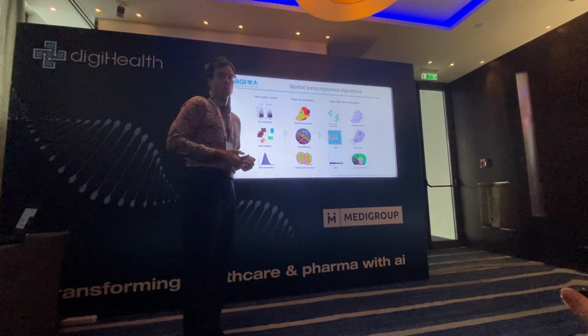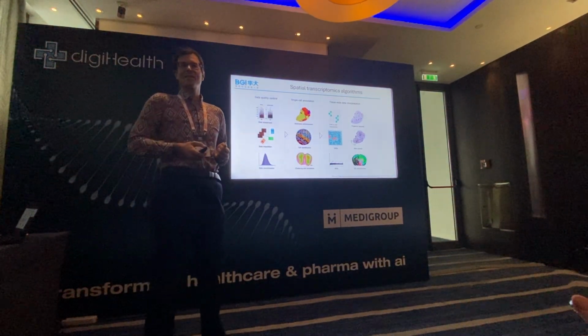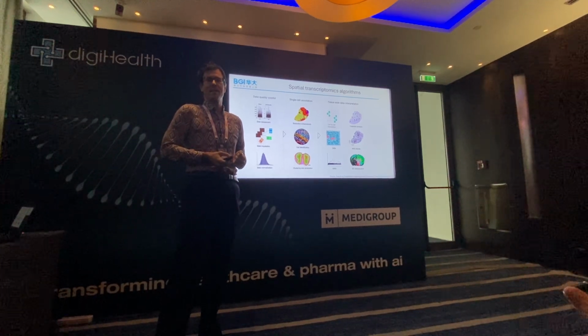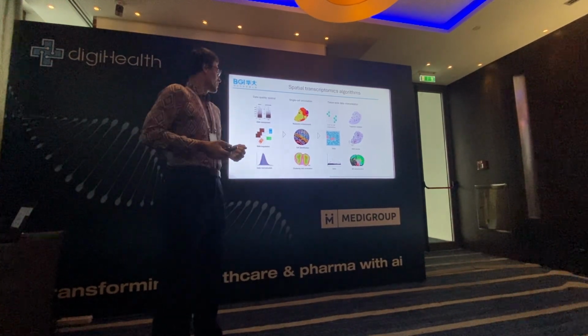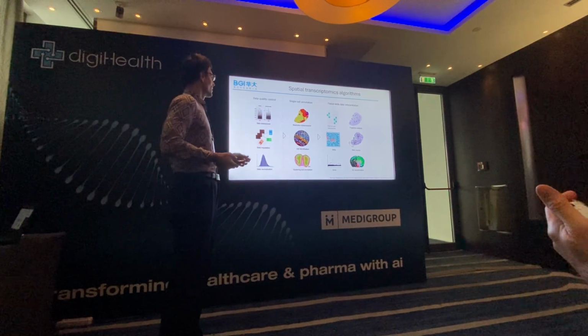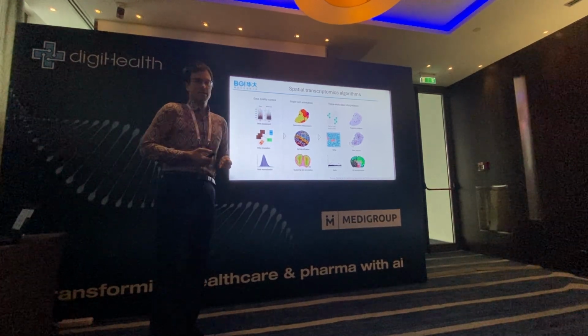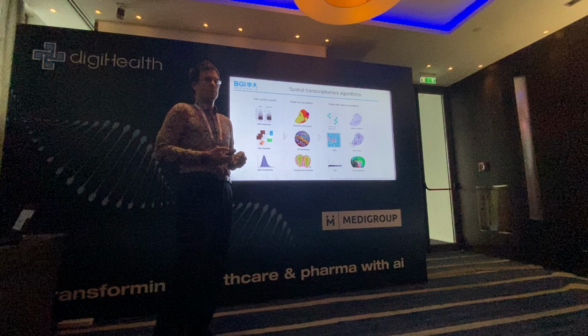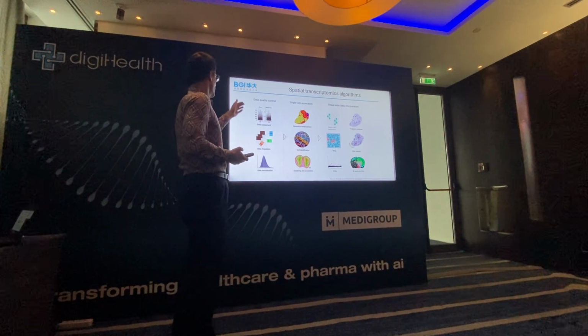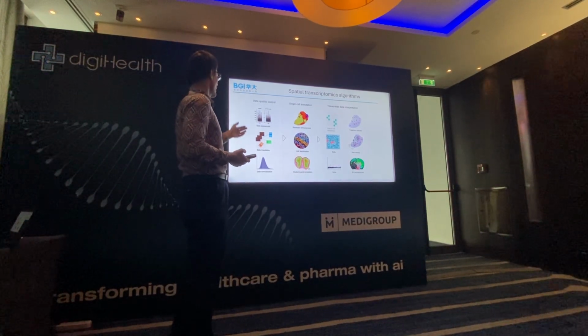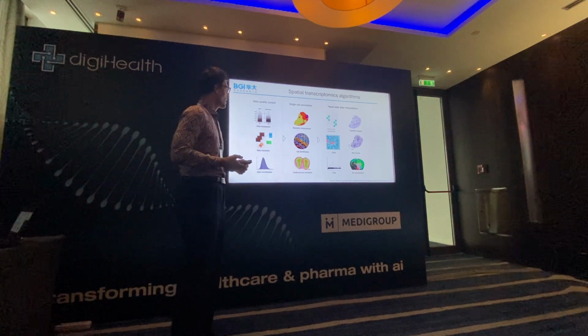And in order to obtain such beautiful insights, of course, you will need to process this data and process it a lot. So these are some groups of the algorithms that exist in spatial transcriptomics. Firstly, what is usually done is some quality control and normalizations.